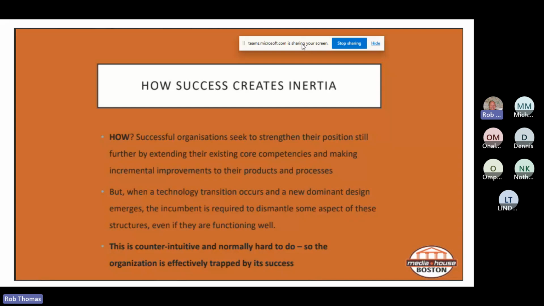Okay, so guys, successful organizations seek to strengthen their position still further by leveraging their existing core competencies and making incremental improvements to their products and processes. But when a technology transition occurs and a new dominant design emerges, the incumbent is required to dismantle some aspect of these structures, even if they are functioning well. And this is counterintuitive and normally hard to do. So the organization is effectively trapped by its success.